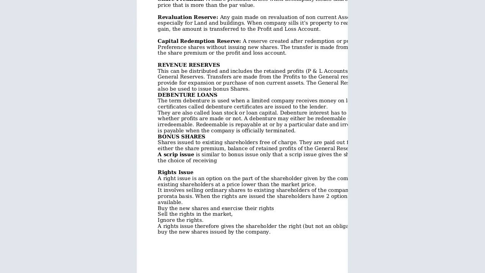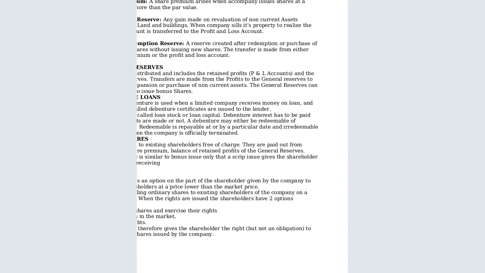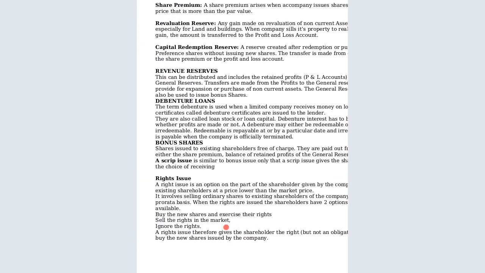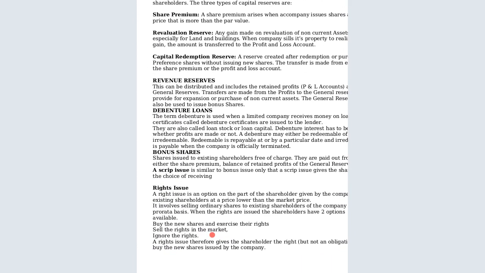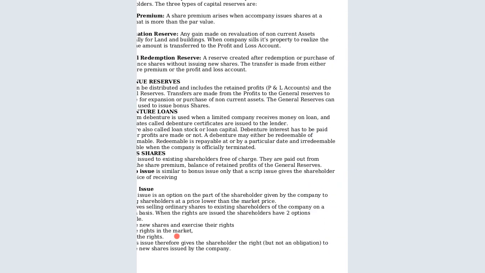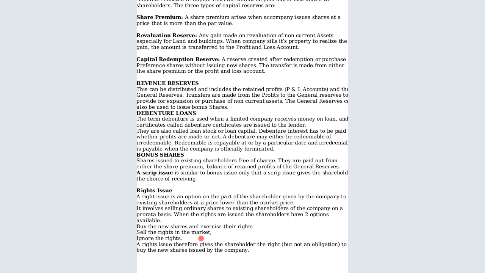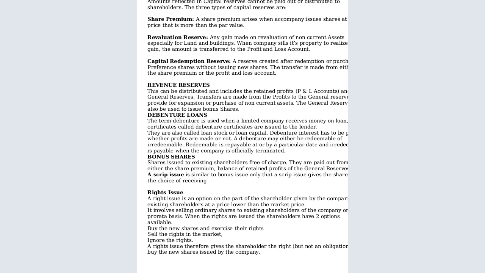Bonus, what you call free shares. But for a scrip issue, a shareholder is given an option. Do you need extra shares or do you need cash dividends? That's why we are told it is similar to a bonus issue, only that a scrip issue gives the shareholder the choice of receiving cash dividends. You can add that, maybe that section was left. It gives the shareholder the choice of receiving cash dividends or bonus shares. So that's the scrip issue. Next one is a rights issue.